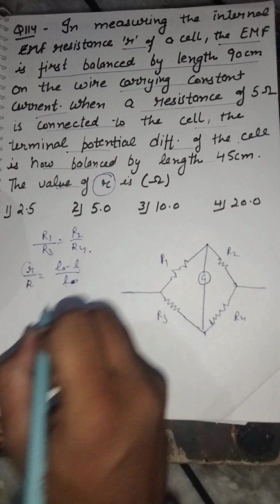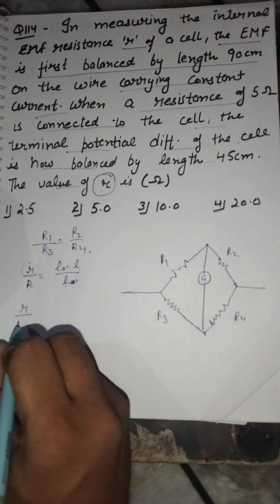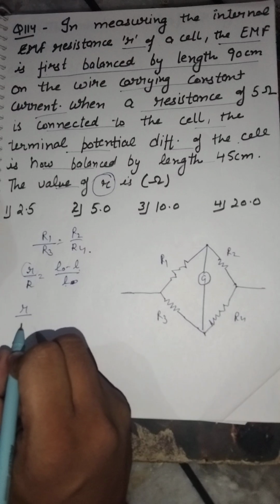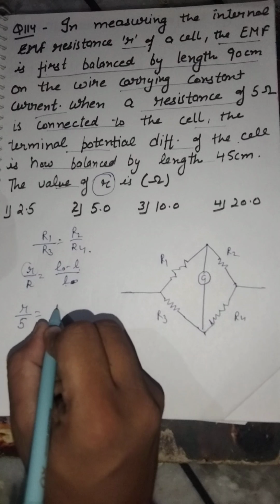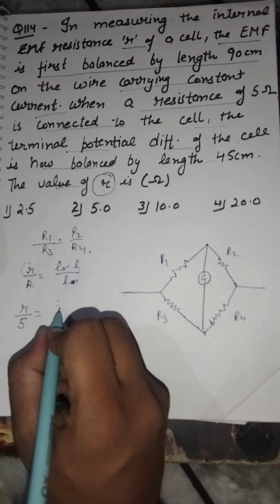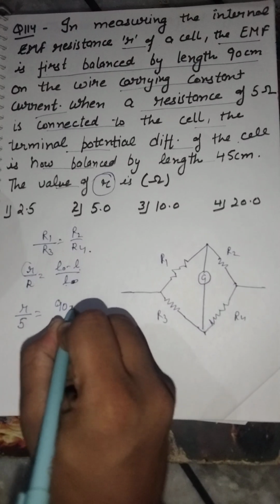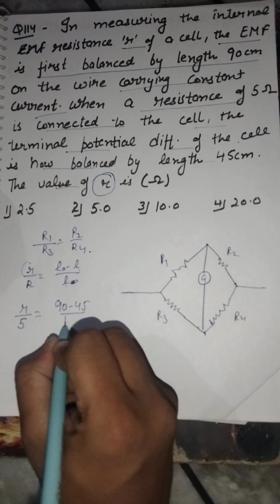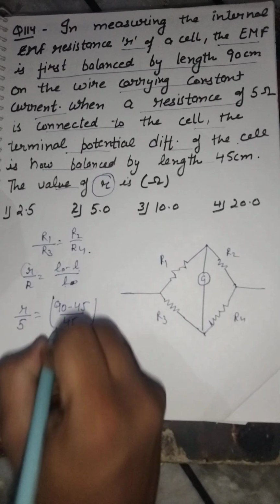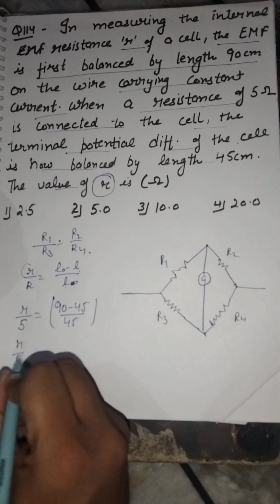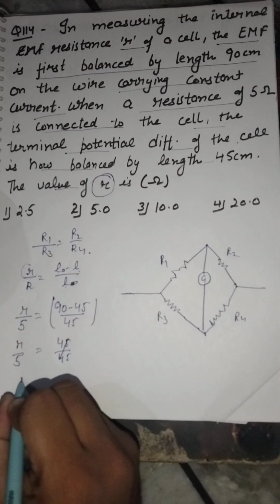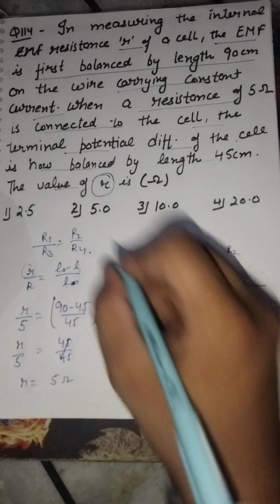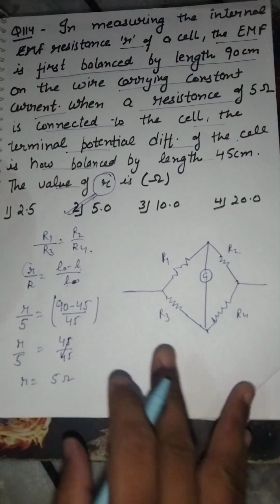L naught minus L upon L. The small r, the resistance we introduce, is 5 ohm. The length of the wire is (90 minus 45) divided by 45. So R is equal to 5 times (90 minus 45) upon 45. So R is equal to 5 ohm. Our option 2 is correct.